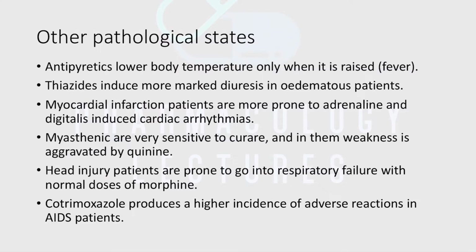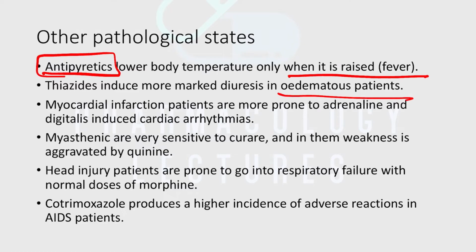There are some other pathological states as well. For example, antipyretics are drugs used to decrease the body temperature. They only work when the temperature is raised. I mean, they do not decrease the normal temperature. So the patient does not go into hypothermia if the temperature is normal. They only work when the temperature is higher. So their role is basically to decrease the temperature from high to the normal level, not from normal to lower levels.